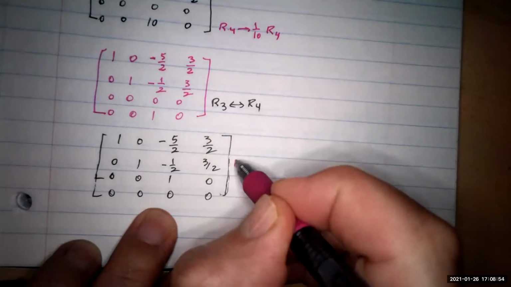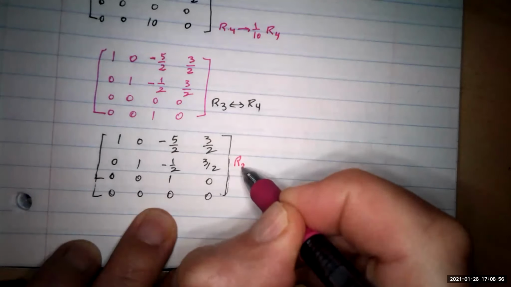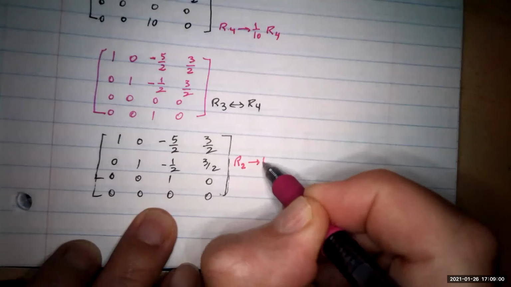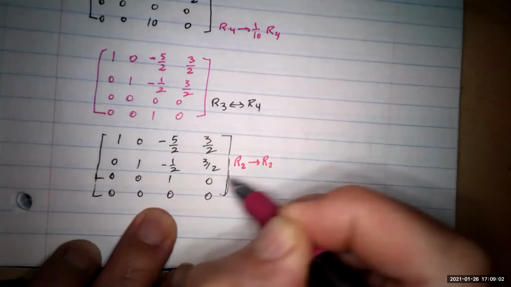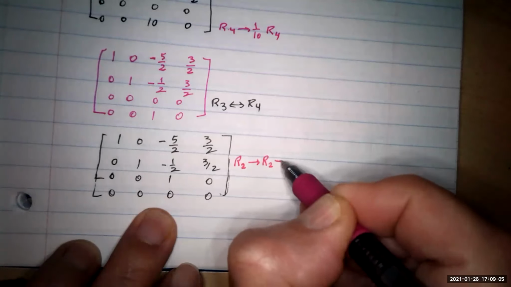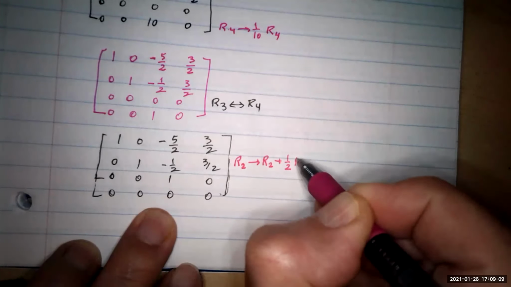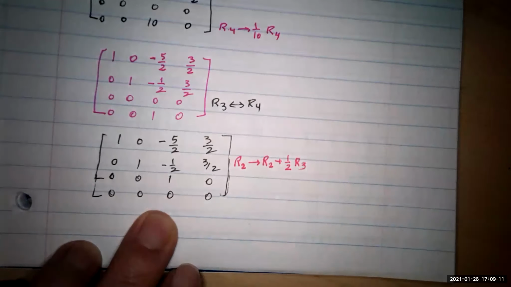So this is R2. Okay, so what we're going to do, we are going to change the R2 into the R2 plus 1/2 of R3. Okay, 1/2 of R3. So that give you 0.